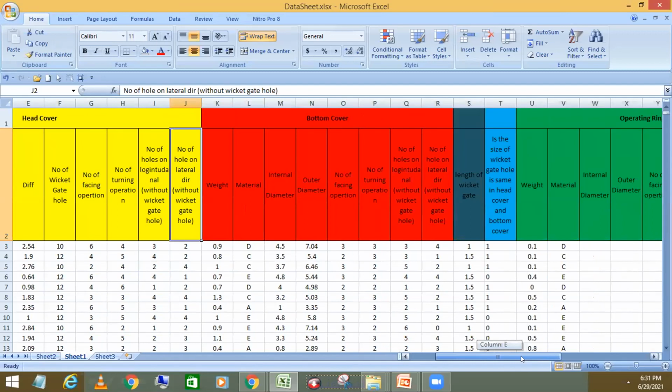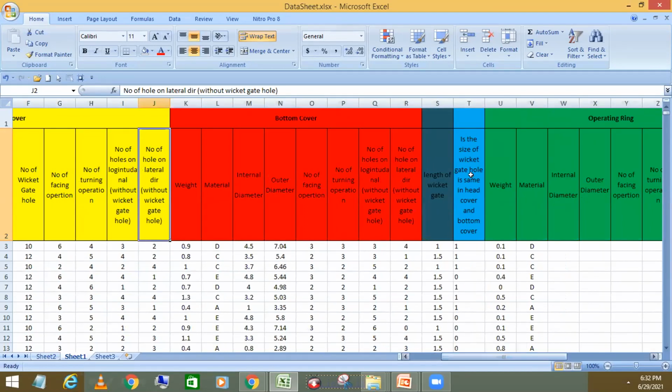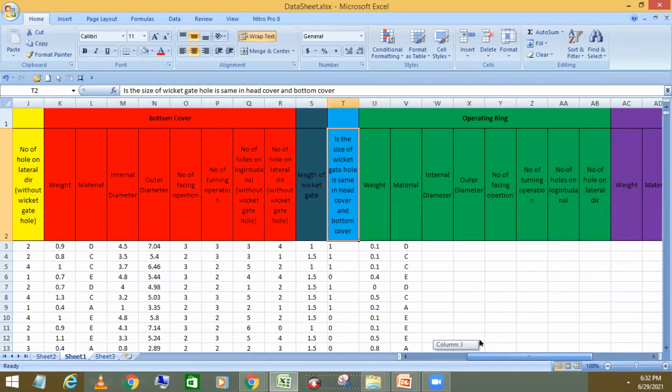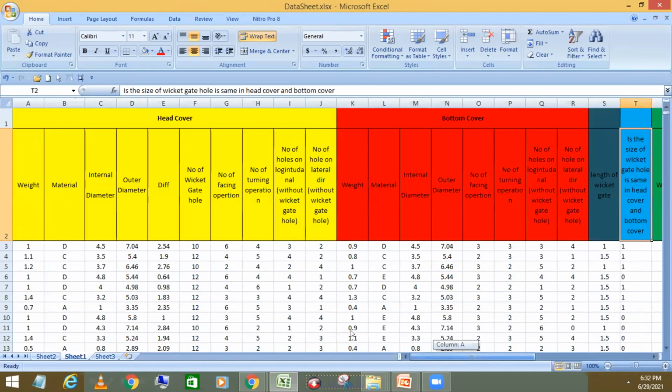And then what is the length of the wicket gate, is the size of the wicket gate the same on both head cover and bottom sides. And I also identified other parameters, but I have not included them in the data set. So this is a fabricated data set from my experience. This data set I have used.